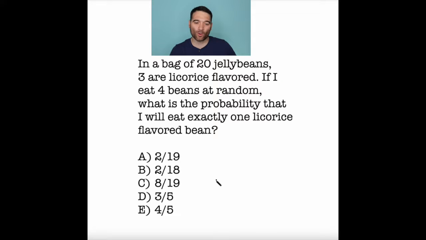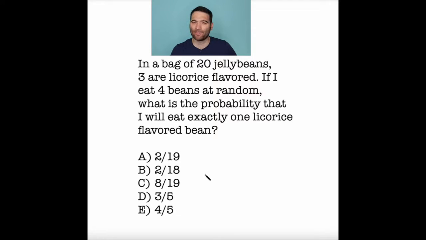Here's a good GMAT quant question. In a bag of 20 jelly beans, 3 are licorice flavored. Barf. If I eat 4 beans at random, what is the probability that I will eat exactly 1 licorice flavored bean? Well, it's helpful on these kinds of problems to draw out all of the possibilities.